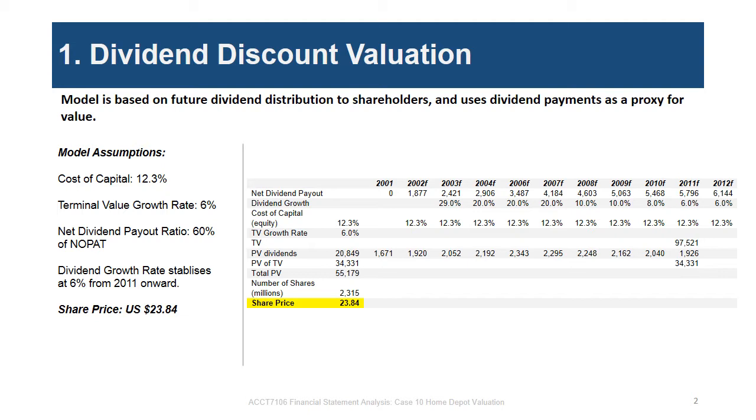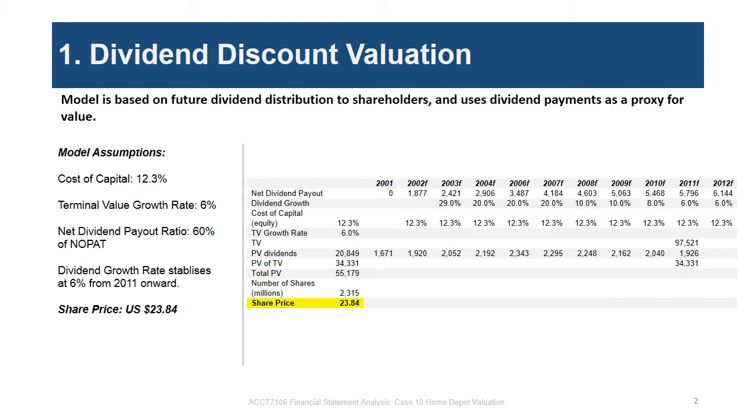We did that because an infinite growth of 10% seems too optimistic and is also not very close to the industry's average of 4.5%. For the cost of capital and terminal value, we assumed a rate of 12.3% and 6% respectively. Additionally, we assumed a payout ratio of 60% of the total net operating profit after tax.